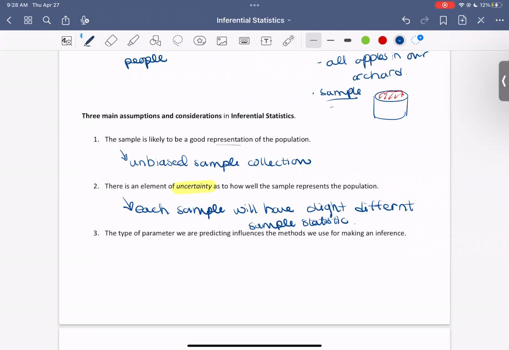And so in our inferential statistics, we need to be mindful of that variation. We'll see in a little bit that there is some probability coming into play.